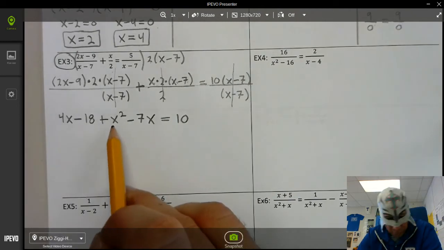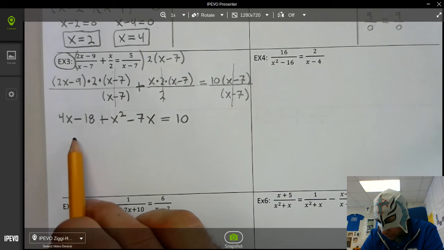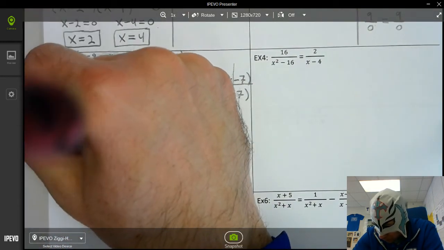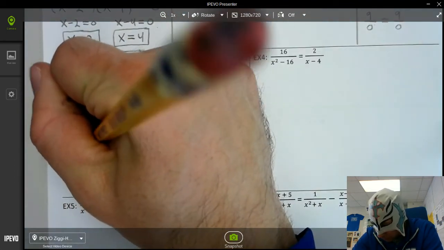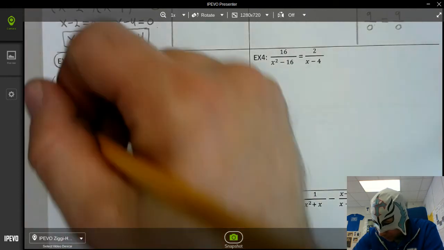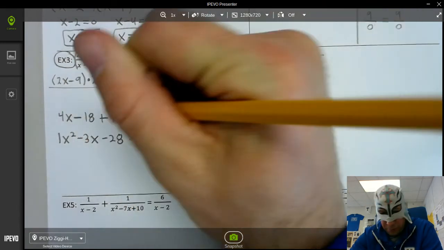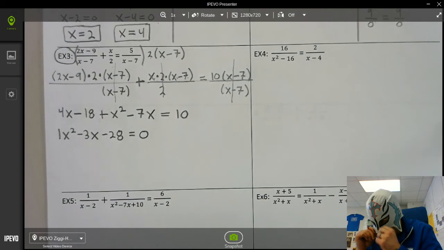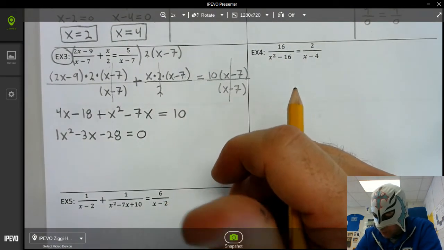Okay, now we're in step 4, solve the equation. We see that it's quadratic, so we're going to move everything to one side in standard form. So if we subtract 10 from both sides and reorder it so it's in standard form, we get 1x squared, minus 3x, and then negative 18 minus 10 is negative 28, equal to 0. Okay, now if we can, we're going to solve using factoring.